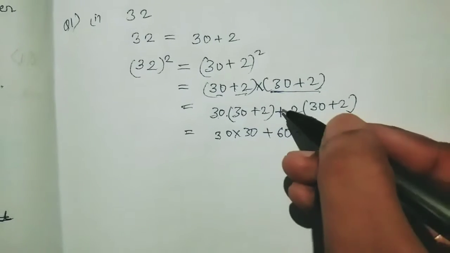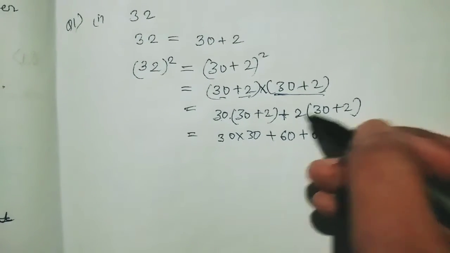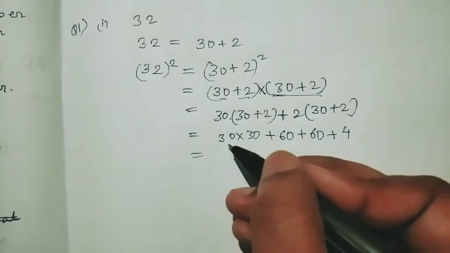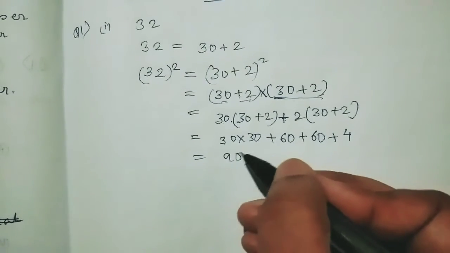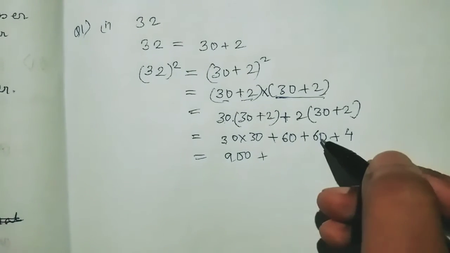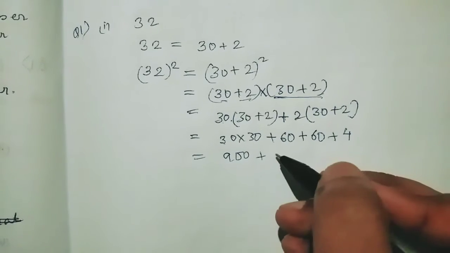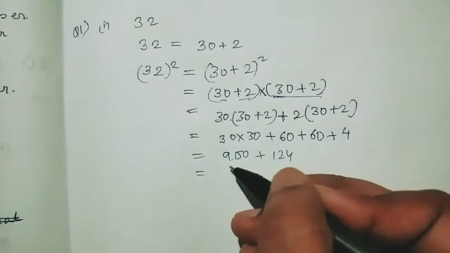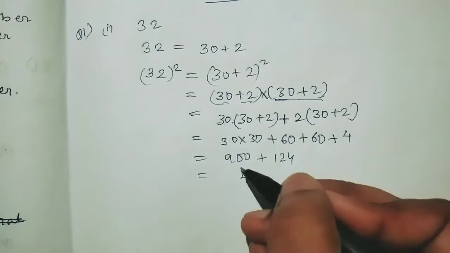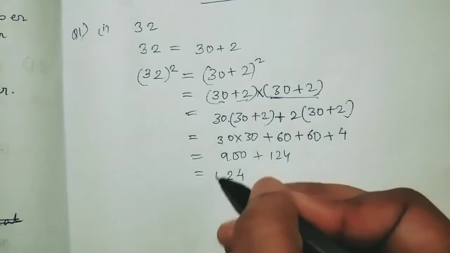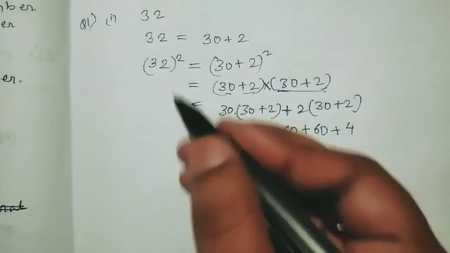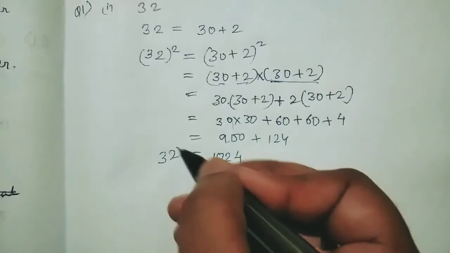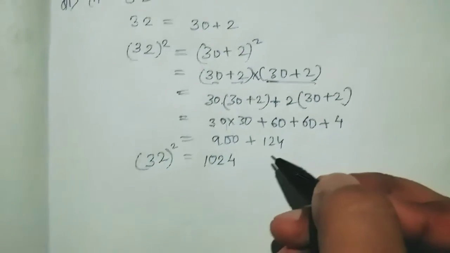You have to remember this: plus and plus is plus. So 2 into 2 is what? 4. Now 30 into 30 is what? 900. Plus 60 plus 60 is what? 120. 120 plus 4 is 124. Now add it. This is 4, this is 2, and 9 plus 1 is 10. So the square of 32 is 1024. This is the answer.